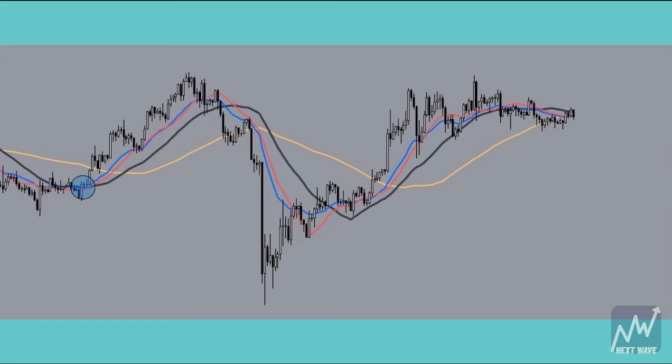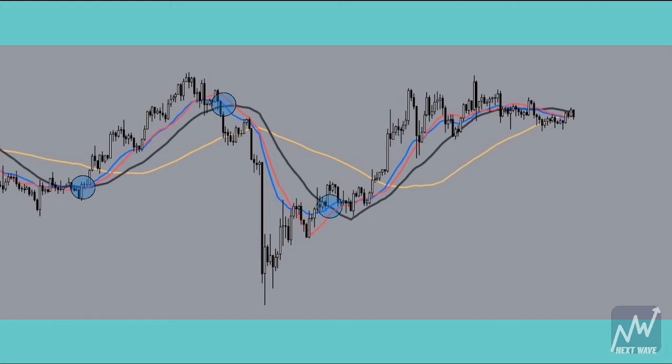Here we can see that the compass line is crossing over the RSI line. Once it does that, a buy alert will pop up. Here we can see that the compass line is crossing below the RSI line, and here is where a sell alert will pop up.